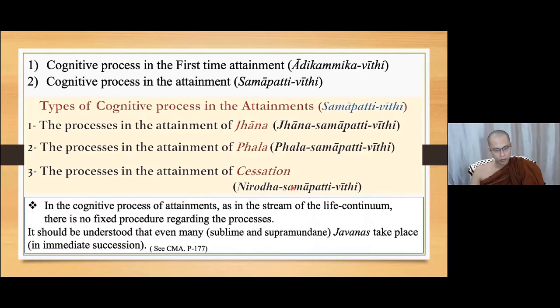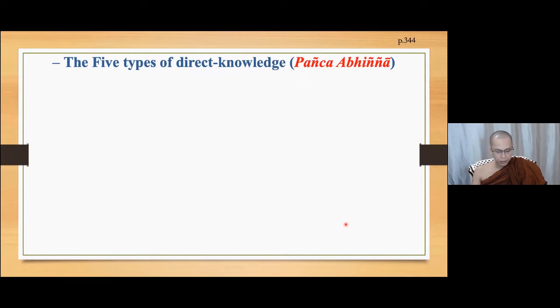So let's see. There are 5 types of abhinya. These five types of abhinya are mentioned in chapter 9, the last chapter of the Abhidhammattha Sangaha. They mention the way of meditation and the object and the process, how the attainment occurs.